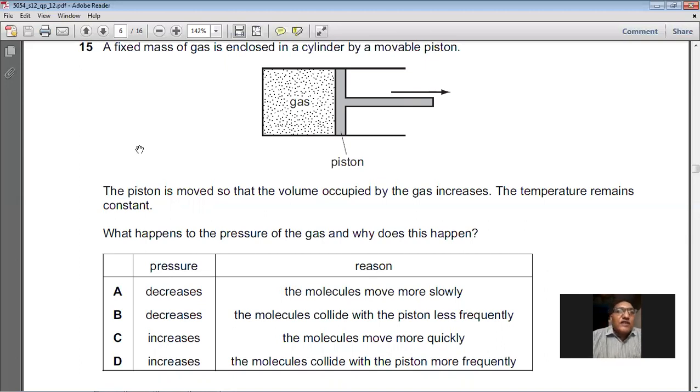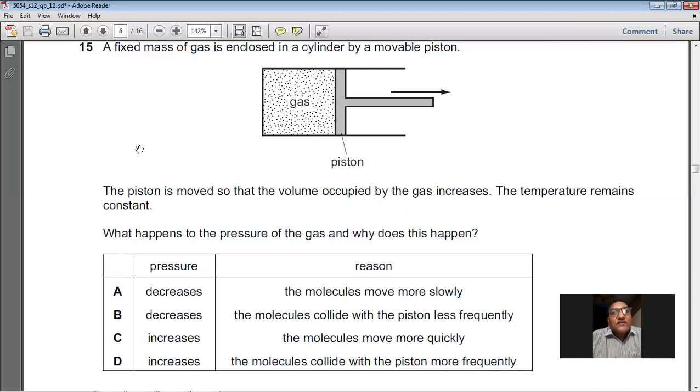If the piston is movable and you heated it, what will happen? The piston moves so that the volume of the gas increases, the temperature remains constant. What happens to the pressure of the gas and why does this happen?